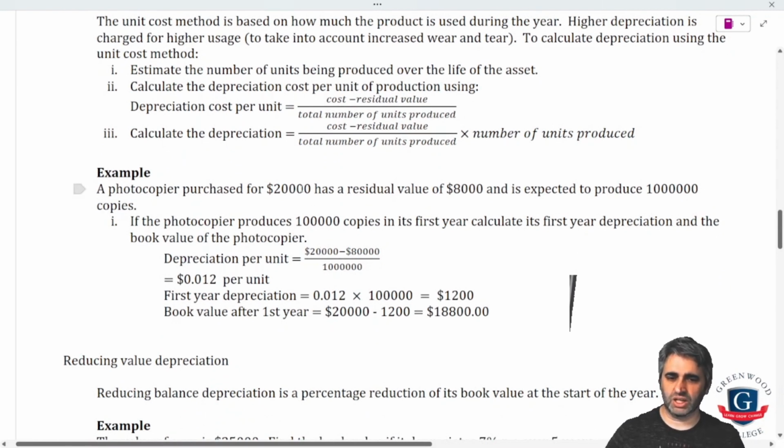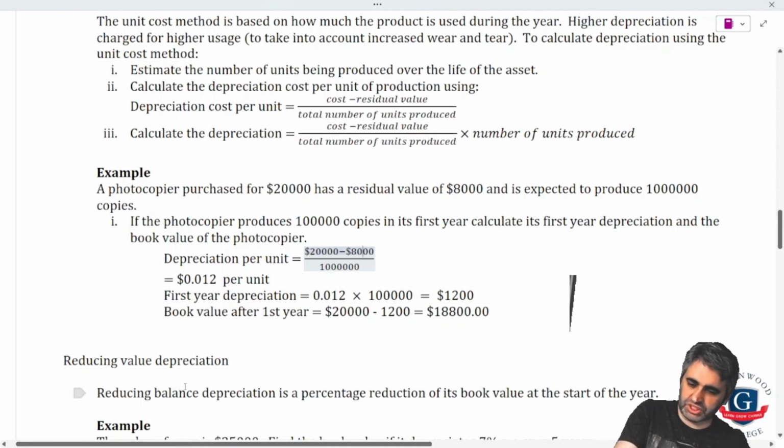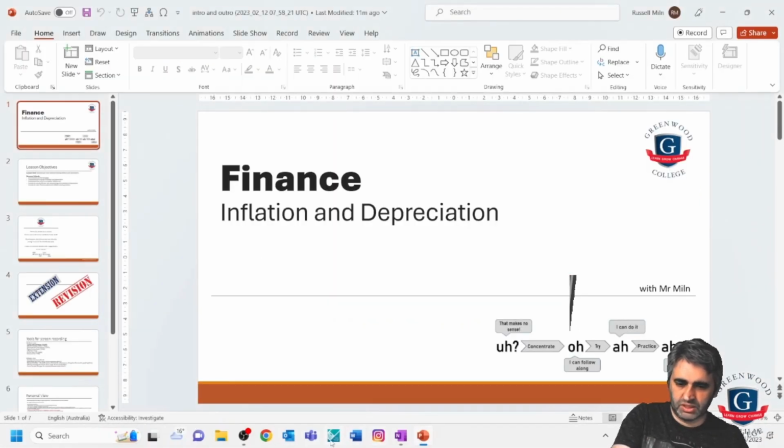Depreciation per unit. The amount of depreciation in the time that the product is owned is $12,000, because you've bought it for this, you're going to sell it for this. You're going to use up $12,000 of its $20,000 value. And in that time, you're going to produce 1 million copies. So we can find out from that the cost per unit. It's going to be $20,000 take $8,000, which is $12,000, and divide that by 1 million, and that gives you $0.012 per unit. Shall we check that? Let's check it, make sure that I'm not doing anything silly. I'm just going to bring my calculator up.